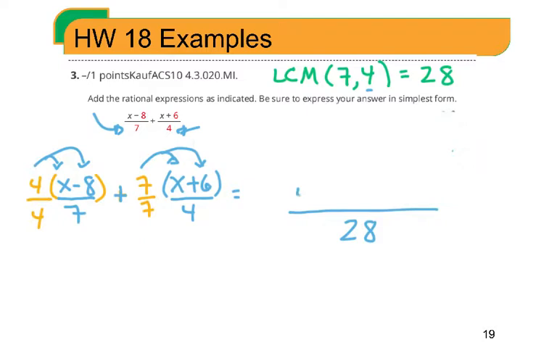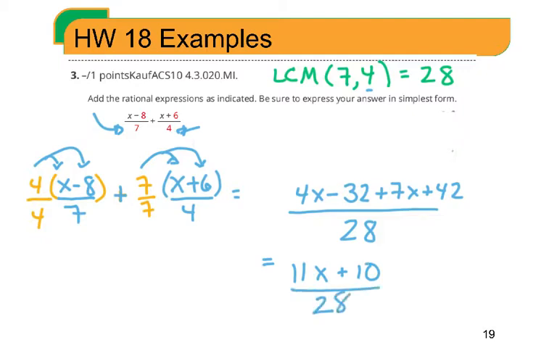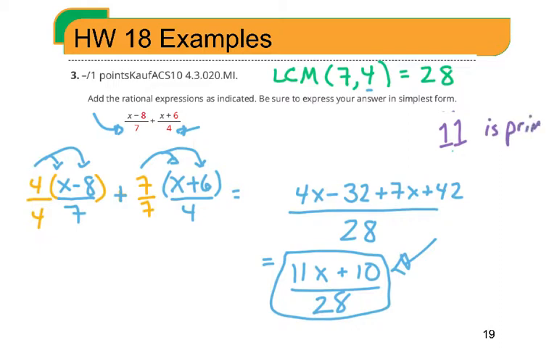From the first term, I get 4x minus 32 plus 7x plus 42. And what's that going to give me? 11x plus 10 over 28. And just by inspection, I know that this cannot be reduced further. Again, one of the reasons is 11 is prime, it's a prime number, and it does not divide 28. So can't do anything further.